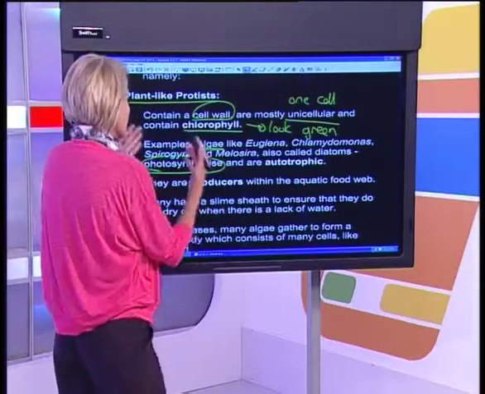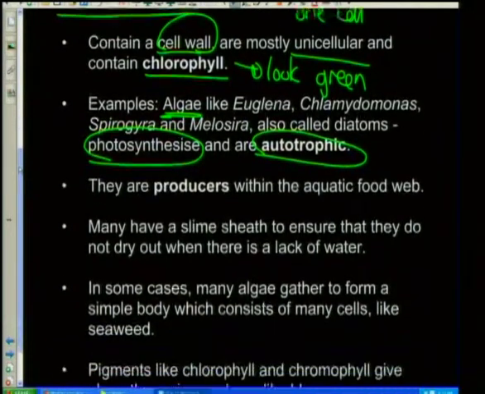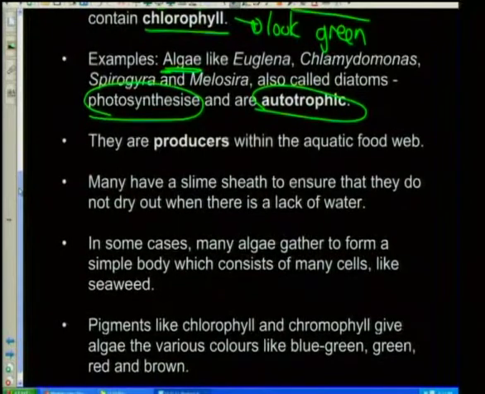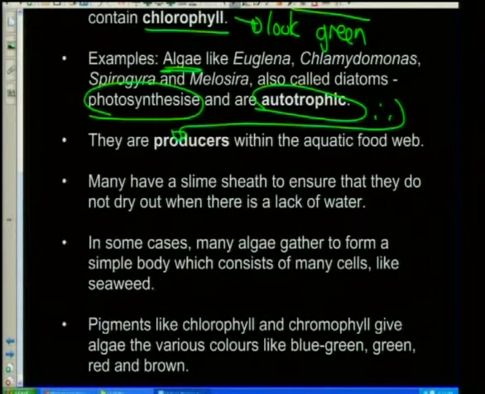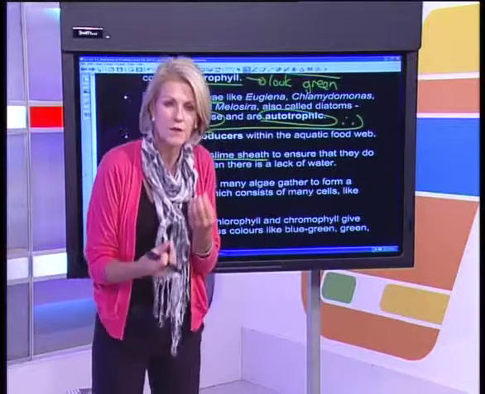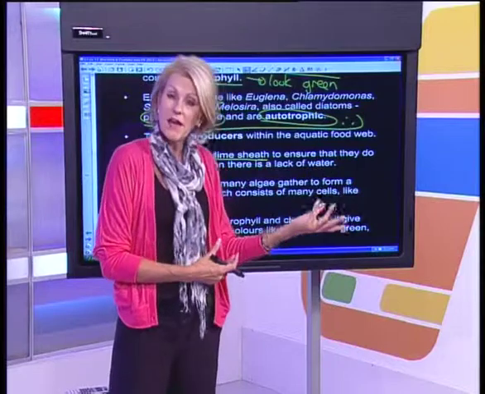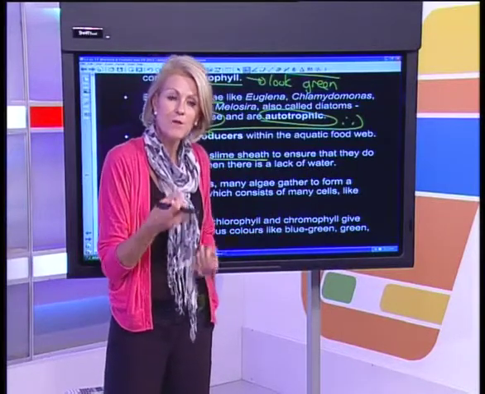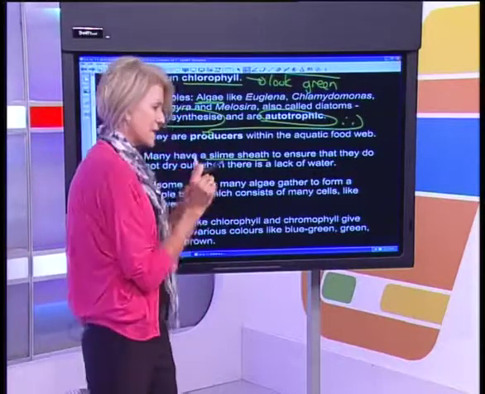But, again, they photosynthesize, and they are autotrophic. And because they photosynthesize and they are autotrophic, therefore, they are your producers in the food web. Aquatic, any water. Okay, now you've got your slimy sheath. Now think, don't even look at this. Why would any organism have a slimy sheath around the cell wall? The same reason the bacteria had a slimy sheath, to prevent it from desiccation, drying out. Okay, so it just protects it a little bit.